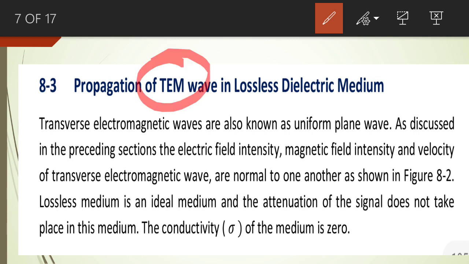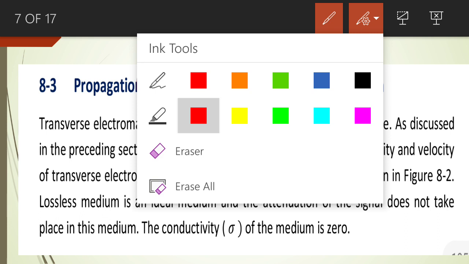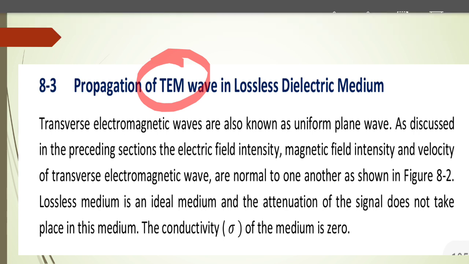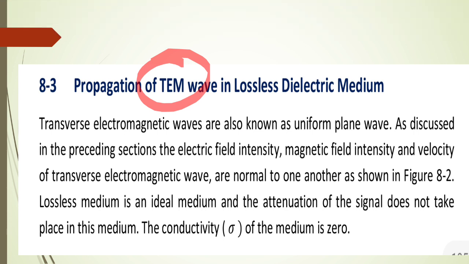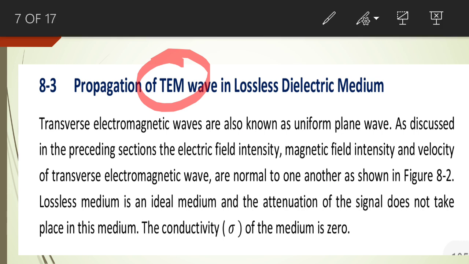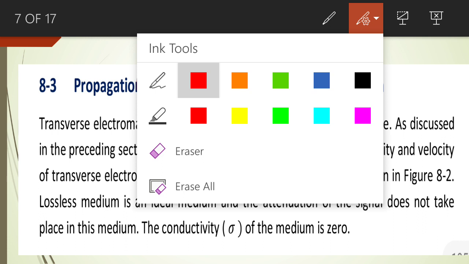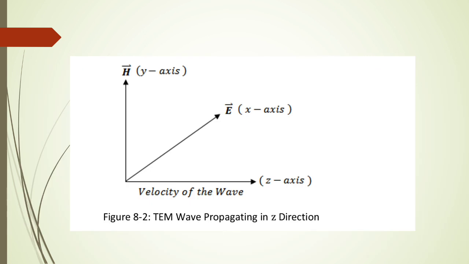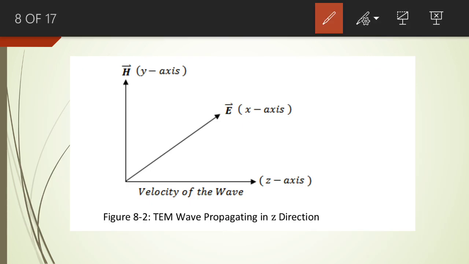In the transverse electromagnetic wave, the electric field intensity, the magnetic field intensity, and the velocity of the wave are normal to each other. So let us consider this diagram in the next slide. This diagram will let you know that these three electrical quantities are normal to one another. So we consider the electric field intensity, magnetic field intensity, and the velocity of the wave in this particular figure.